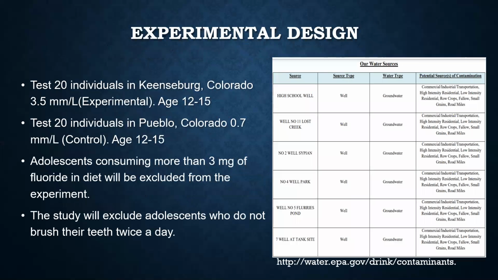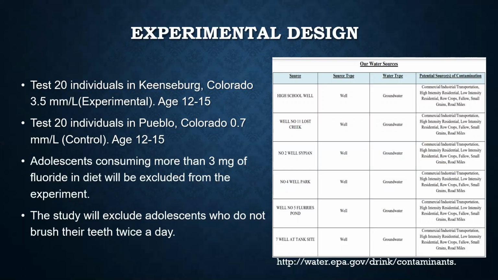So now the experimental design of this research. How this research will be conducted is we will test 20 individuals in Kingsburg, Colorado. They will be randomly selected between the ages of 12 to 15. And Kingsburg, Colorado will serve as the experimental group. The reason for this is that in Kingsburg, Colorado, they are very dependent on groundwater. We could see that they have 6 main wells in their community, and that many people use these wells as their main source of water.